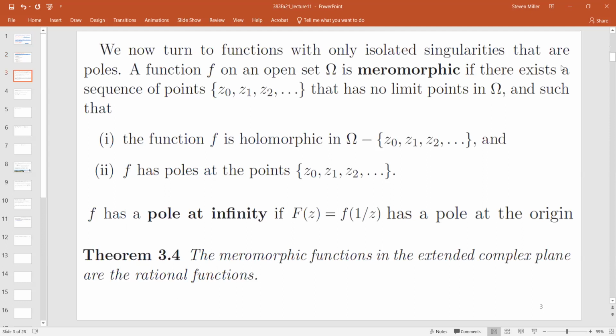All right. So I'm not going to say too much. This is just more for completeness, so it's at least in the slides. So what does it mean for a function to be meromorphic?